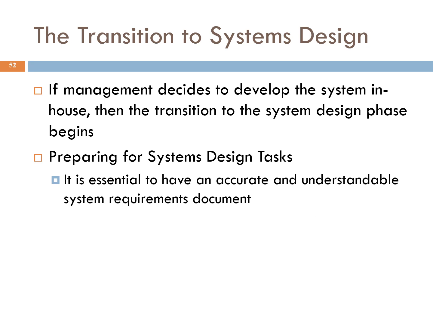If the management decides to develop the system in-house, then the transition to the system design phase begins. So system analysis, and then comes system design. Planning, analysis, and design. In preparing for the system design task, it is essential to have an accurate and understandable system requirement document. Again, the requirement document or requirement specification is very important in order for a company or this process to proceed to the next phase.